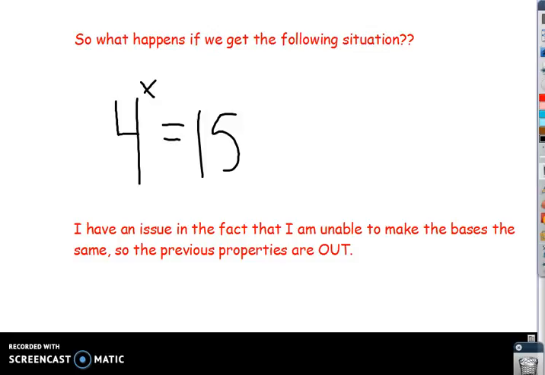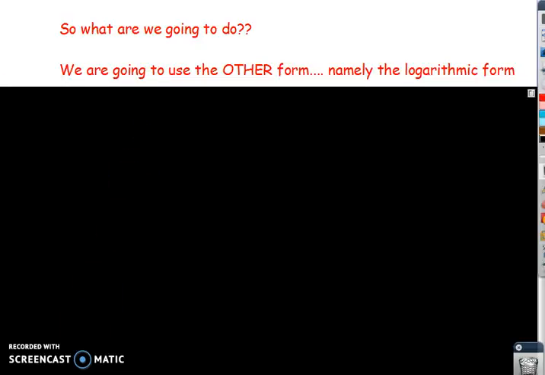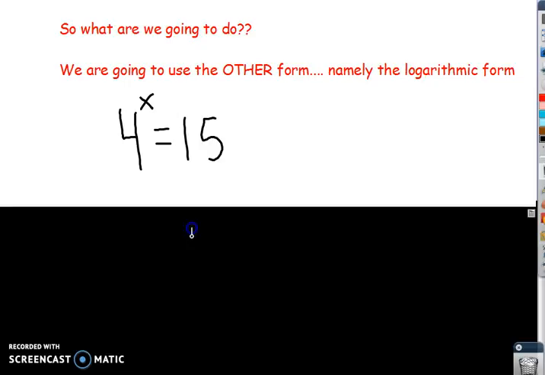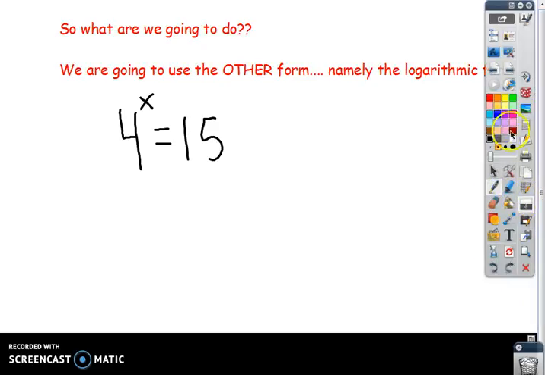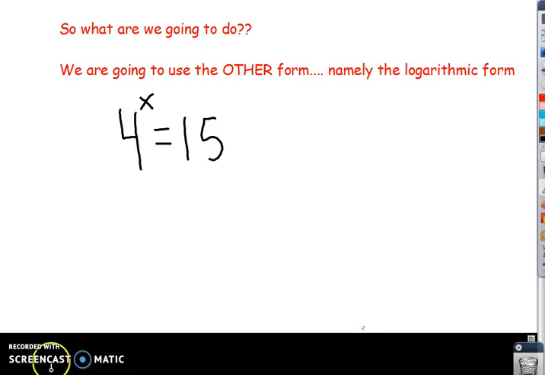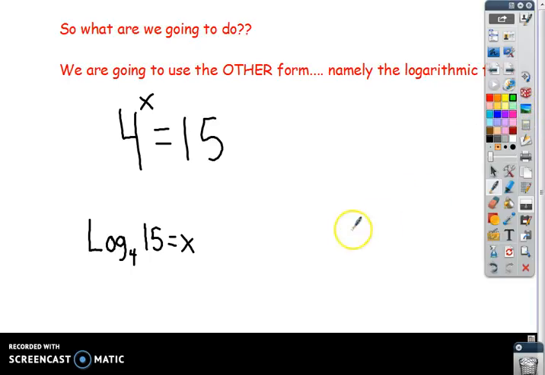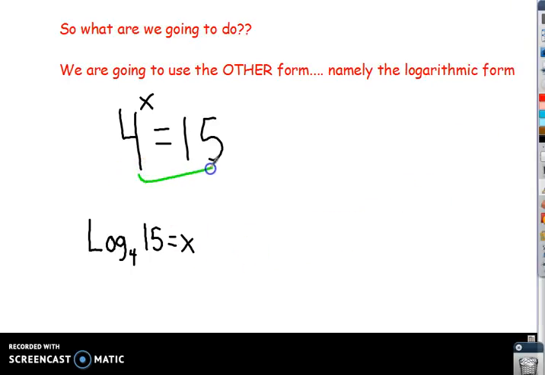So what do we do? We are going to do the following. We are going to use the other form, namely log form. So we take this and we go, you know what? I don't particularly like this form. It's served its usefulness. And because my exponential is alone here, I am able to take it from exponential to log form. The way you can think of it is the base always stays the same. Log base 4 of 15 equals x. Or you can think of it this way: you always start at the base and go base 4 of 15, grab the equal sign, equals x. You can do it that way.